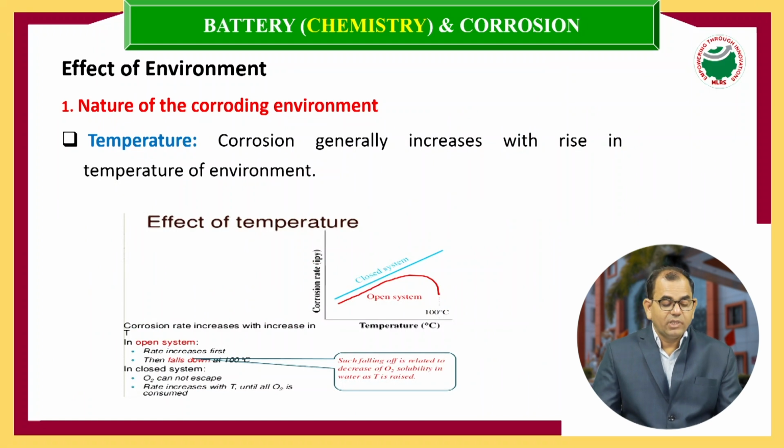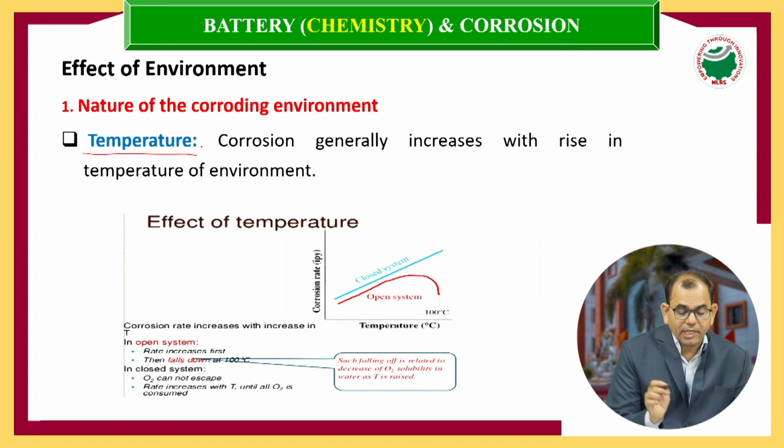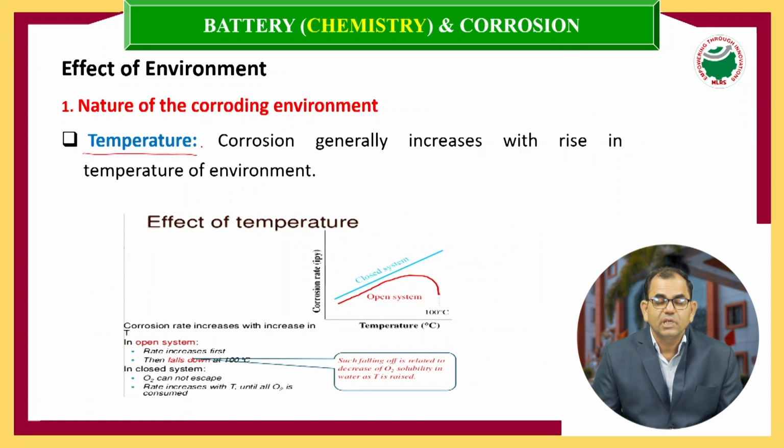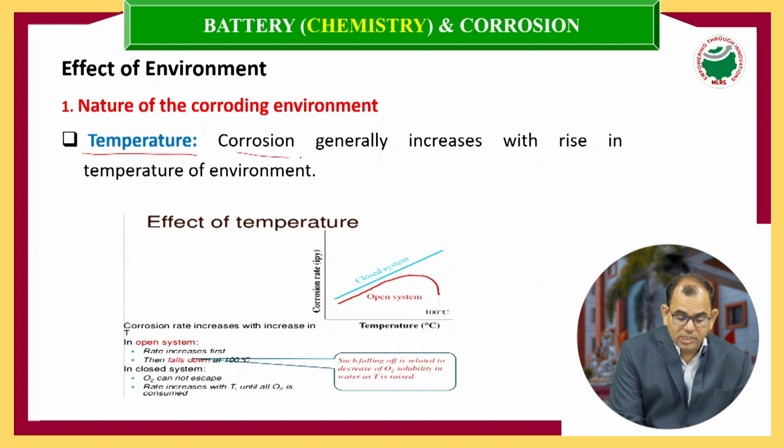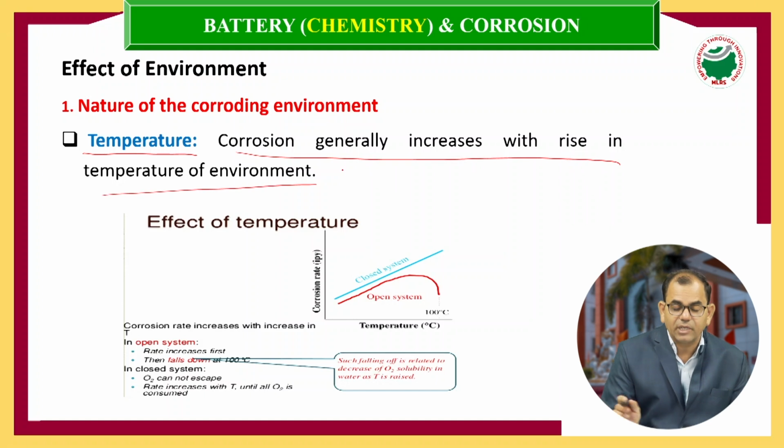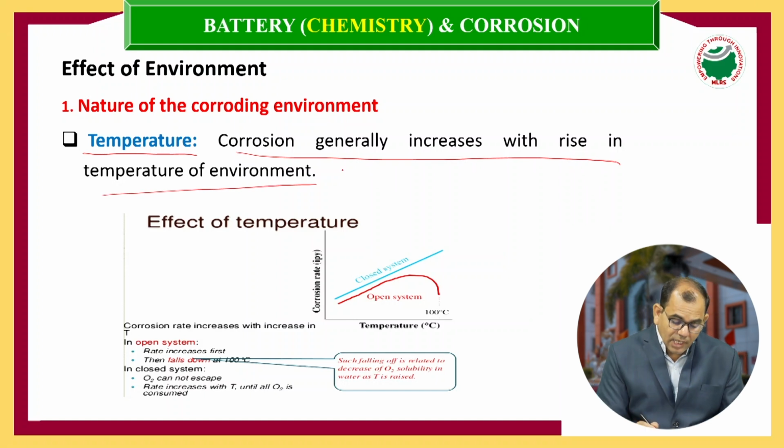here we can see temperature, as we talked earlier. A rise in temperature means a greater corrosion rate. Simple statement: the higher the temperature, the more the corrosion rate. Now, corrosion generally increases with a rise in temperature. Let us analyze this plot.